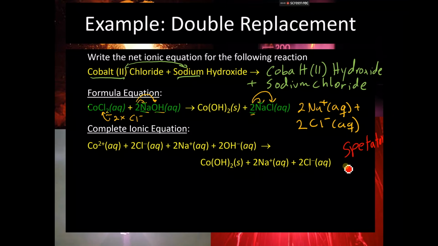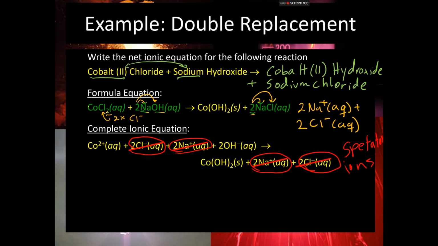So the spectator ions in this equation are going to be the ones that are identical on both sides. If we take a look, the chlorine is 2Cl- aqueous in the reactants and 2Cl- aqueous in the products. The sodium is 2Na+ aqueous in the reactants and 2Na+ aqueous in the products. So both the chlorine and the sodium are spectator ions. They need to be canceled out.